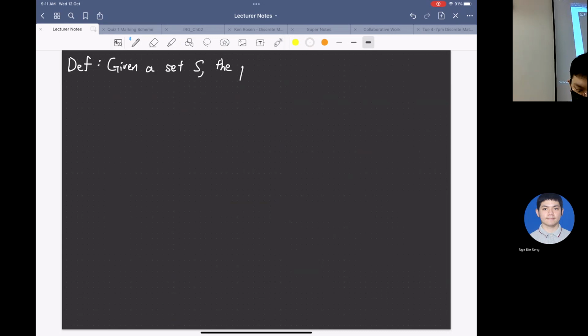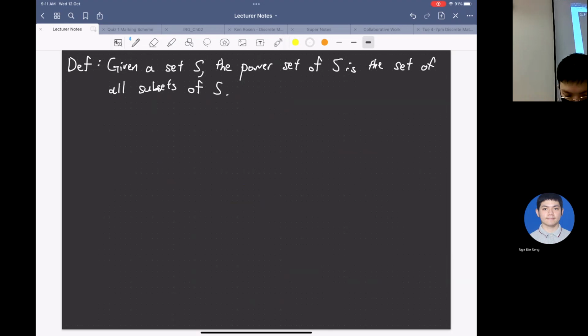So the power set of X is the set of all subsets of X. So what is a power set? A power set is another set. And then what's the element inside the set? It is all the subsets. Okay.